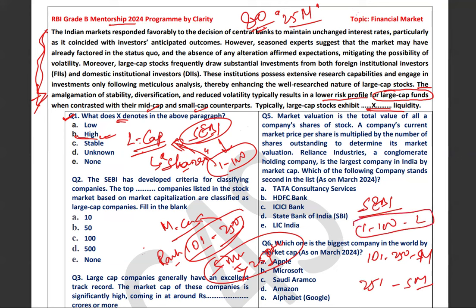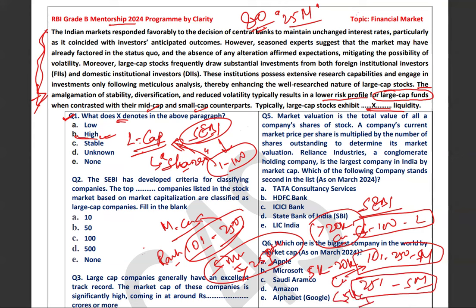Apart from this, time and again SEBI updates the capitalization values as well. Right now, those companies having asset value more than 20,000 crore lie under the large cap companies. Those whose asset value ranges from 5,000 crore to 20,000 crore lie under the mid cap firms. And those firms whose asset value is less than 5,000 crore come under the grouping of small cap companies.